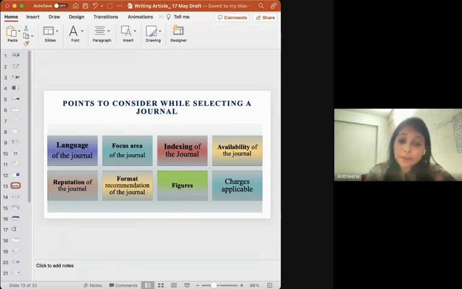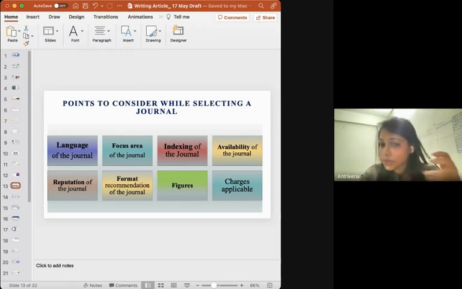Now, reputation of the journal is also very important. So, for instance, certain journals have a very good reputation. Okay, it's a fair journal. It might take time, but it's a very fair journal. Again, think about journals which are predatory journals, which have a bad reputation. For instance, I'll give you an example here.